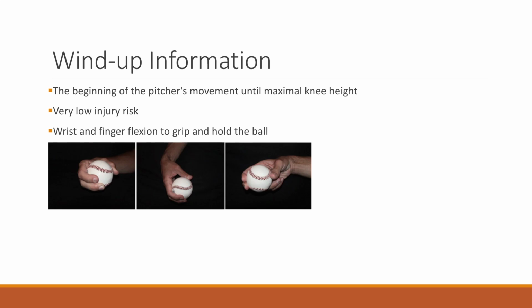So as far as the windup goes, it is the beginning of the pitcher's movement until the maximal knee height is reached. There is very low injury for the hand and wrist. And then the main motion would be wrist and finger flexion to grip and hold the ball.